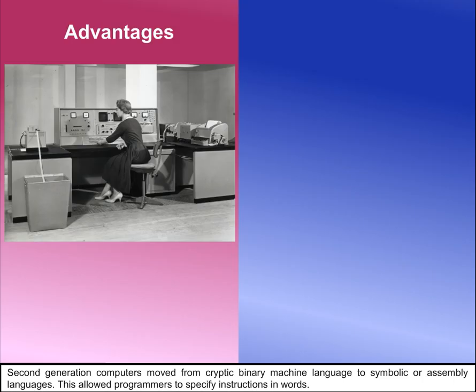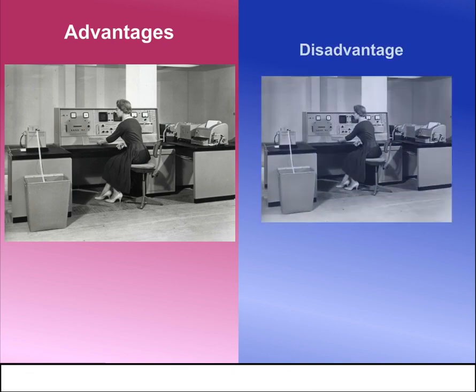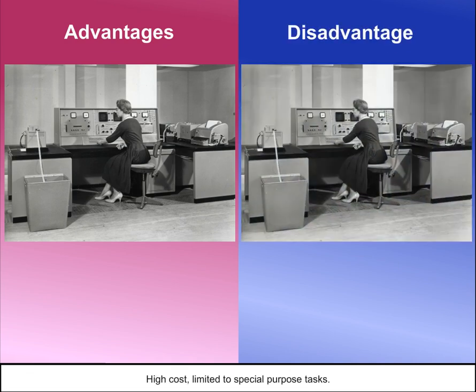Advantages. Second generation computers moved from cryptic binary machine language to symbolic or assembly languages. This allowed programmers to specify instructions in words. Disadvantage: high cost, limited to special purpose tasks.